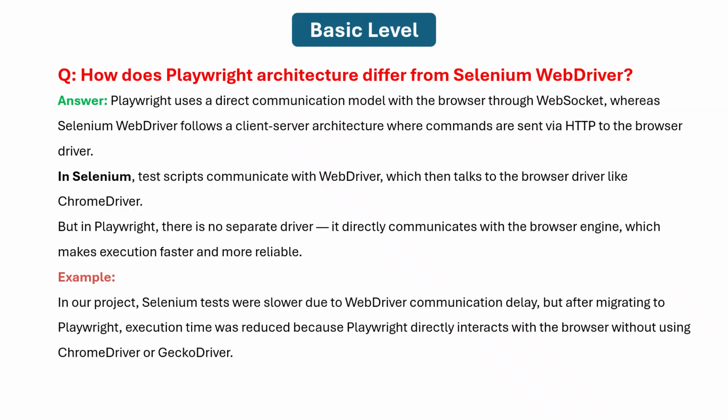How does Playwright architecture differ from Selenium WebDriver? Answer: Playwright uses a direct communication model with the browser through WebSocket, whereas Selenium WebDriver follows a client-server architecture where commands are sent via HTTP to the browser driver. In Selenium, test scripts communicate with WebDriver, which then talks to the browser driver like ChromeDriver. But in Playwright, there is no separate driver. It directly communicates with the browser engine, which makes execution faster and more reliable.